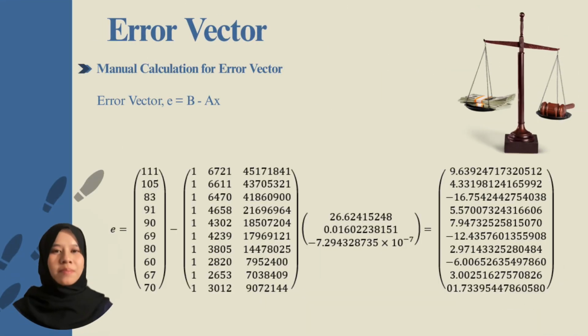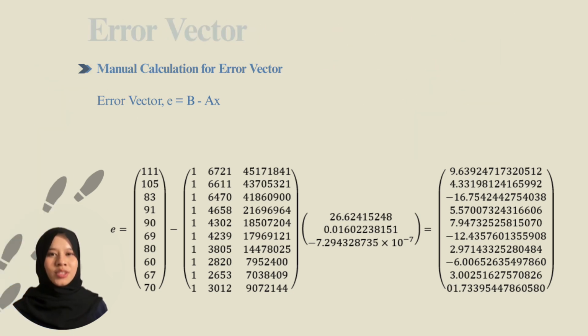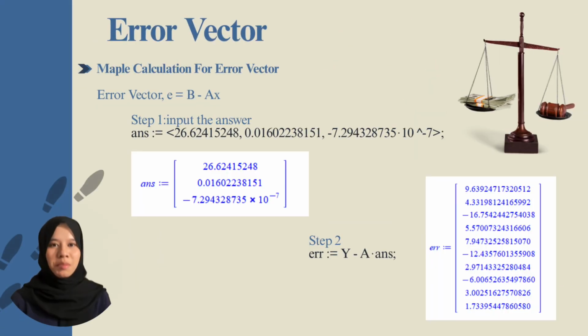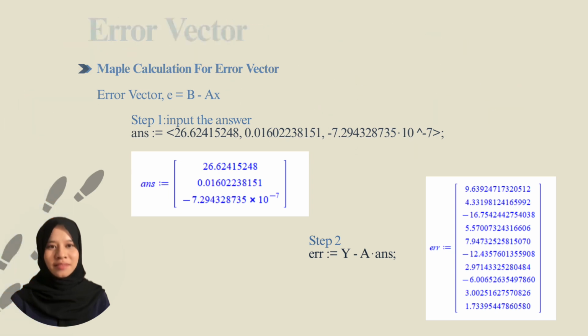So we are done with the first part. With all the information, we can find the error vector. We use the formula E equals B minus AX. We need to find the value AX first, and then we do B minus AX and the result is as shown. To find the error vector using Maple, we need to use the command answer and put the values A, B and C. And next, use the command err := Y minus A multiplied by answer. So we get the same result as the manual calculation.